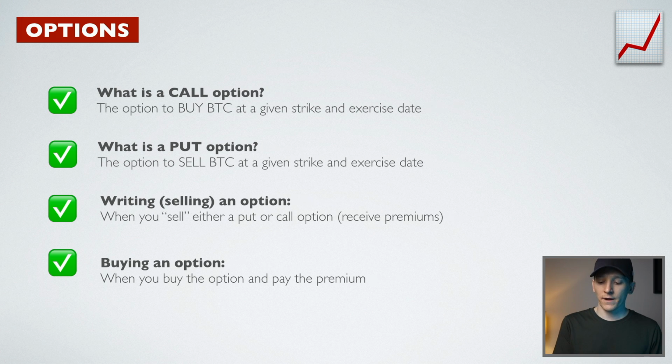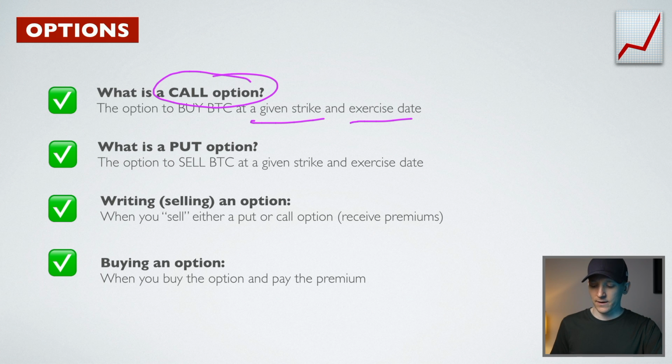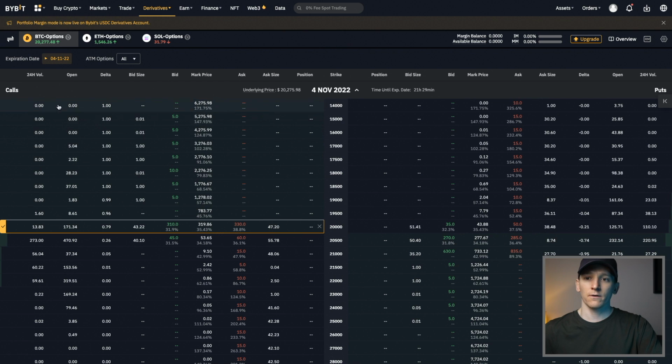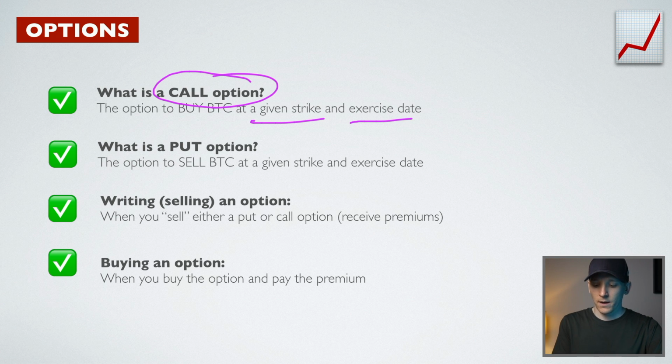So what is a call option? A call option is the option to buy at a given strike price and exercise date in the future, right? These are calls, as you can see here on the left-hand side, right? So people are buying and selling the right to buy in the future. A put option is the right to sell at a given price in the future. Now you can buy and sell that option, right? Depending on what you want to do.